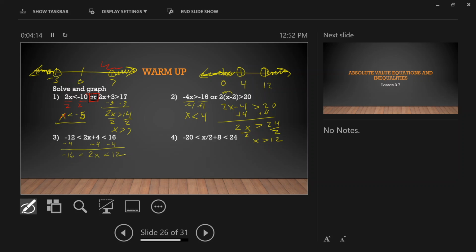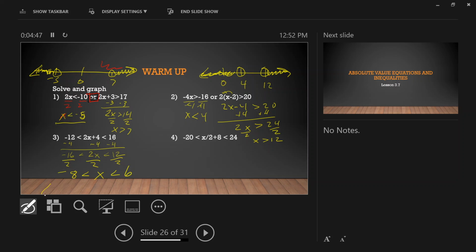What would I have to do to solve that? Divide by 2, right? So if I divide by 2, do it here, and do it here as well. So now I have negative 16 divided by 2 is negative 8. Negative, negative. That's a negative 8. All right, negative 8 is less than x is less than 6.